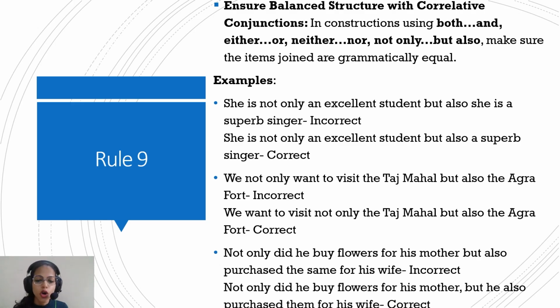We not only want to visit the Taj Mahal, but also the Agra Fort. Better: we want to visit not only the Taj Mahal but also the Agra Fort. So now we put the "not only" closer to Taj Mahal and the rest of the statement to make it sound clearer. Not only did he buy flowers for his mother but also purchased the same for his wife. Better: not only did he buy flowers for his mother, but he also purchased them for his wife. So it's again making it simpler.